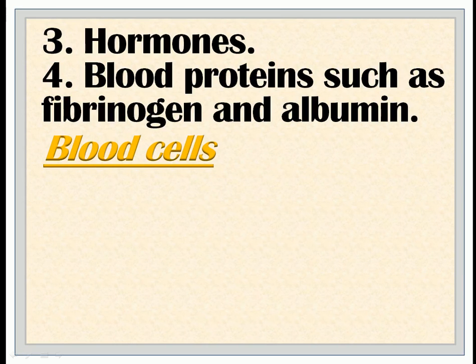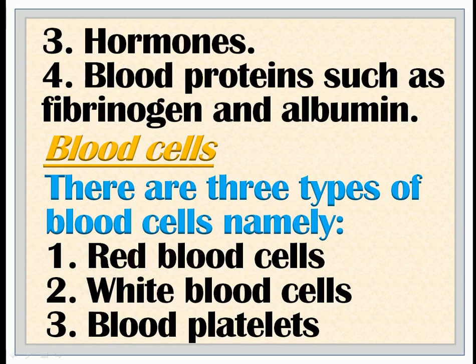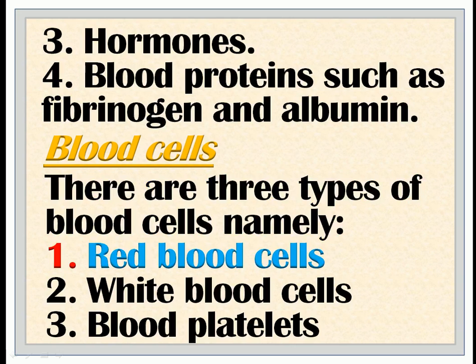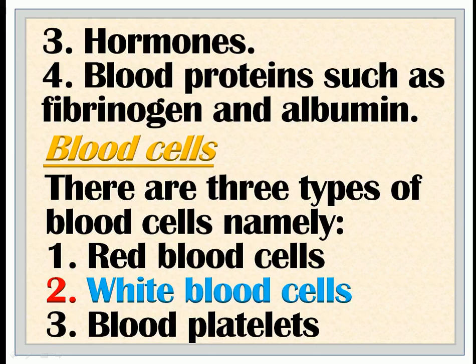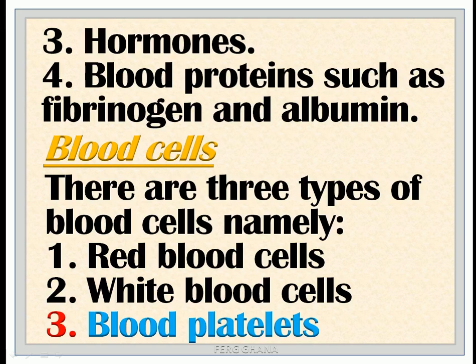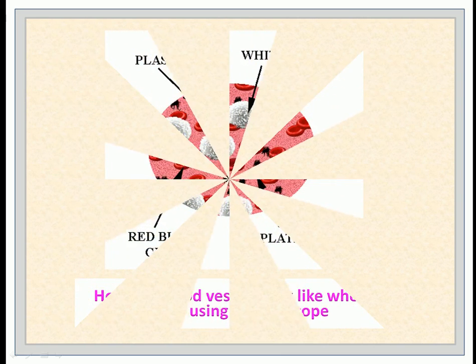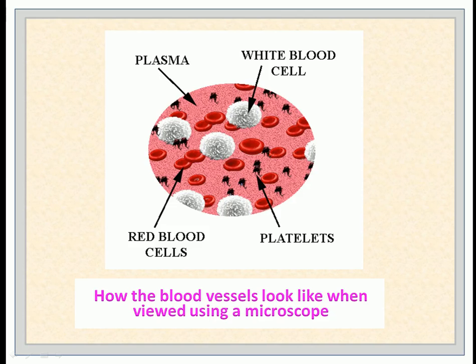Blood cells. There are 3 types of blood cells, namely 1. Red blood cells. 2. White blood cells. 3. Blood platelets. This picture illustrates how the blood vessels look when viewed using a microscope.